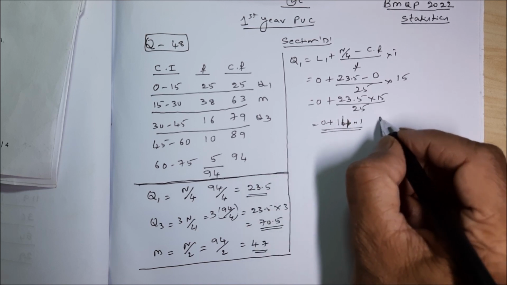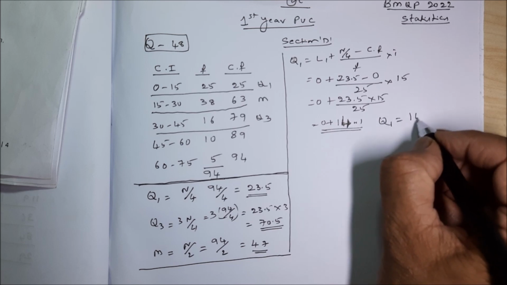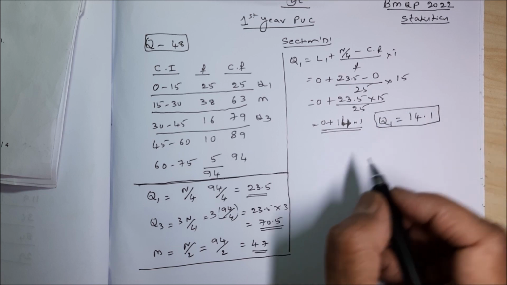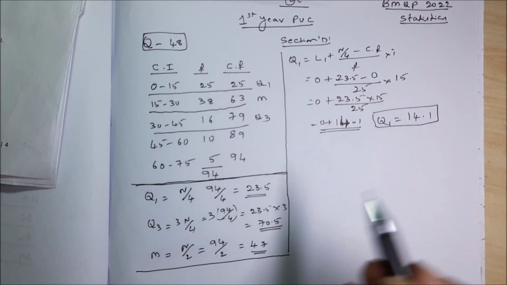So Q1 is equal to 14.1. It is between 0 and 15.